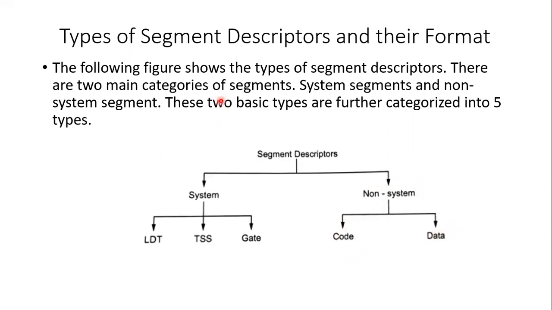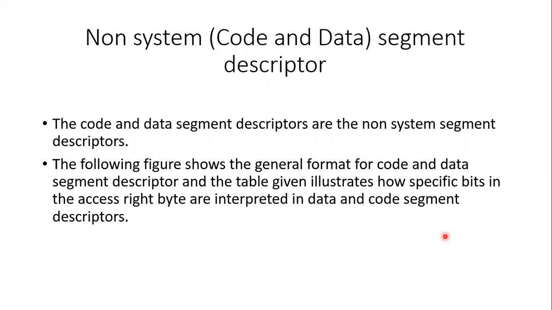So let's start. The following figure will show the type of segment descriptors. There are two main categories of segments. Basically, that are system segments and non-system segments. So these two basic types are further categorized into 5 types. This is 1, 2, 3, 4, and 5. Next. The non-system, that is code and data segment descriptors. The code and data segment descriptors are the non-system segment descriptors as it is mentioned in the category itself.